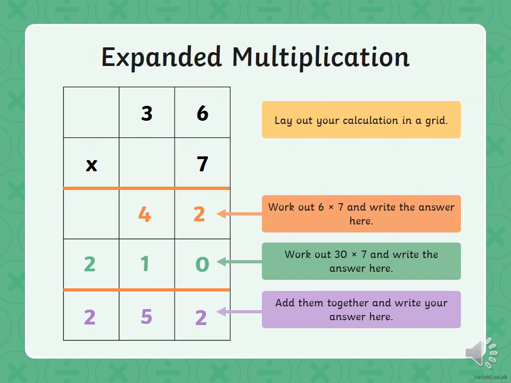So this here is 30 times 7. It is very important to know that this is a 30. So you do 30 times 7 to get your answer, not 3 times 7, because that's not a 1, that's a 10. It's 3 tens, which equals 30.